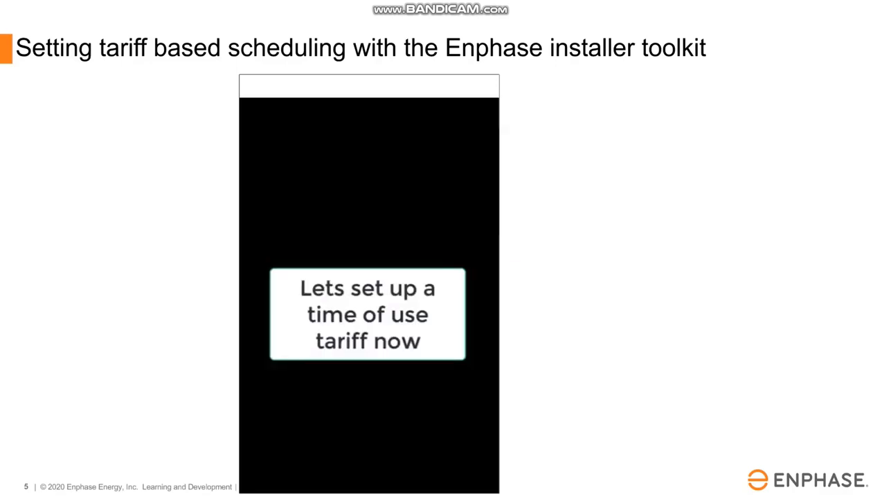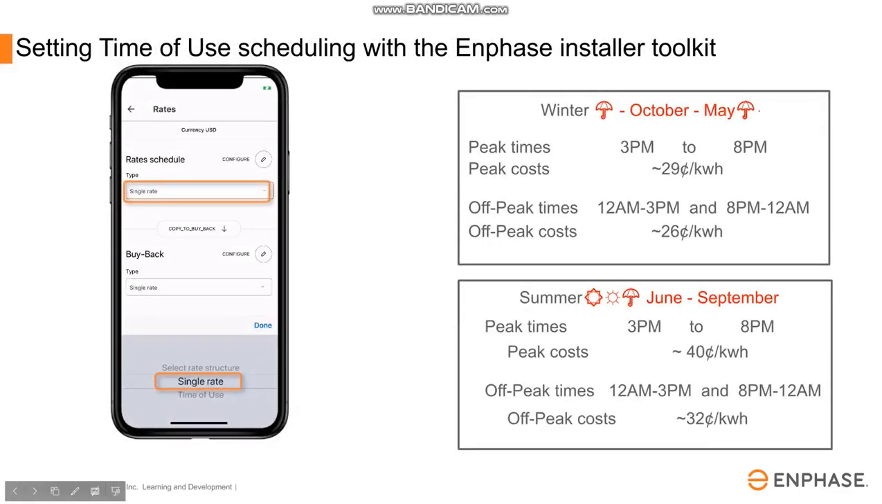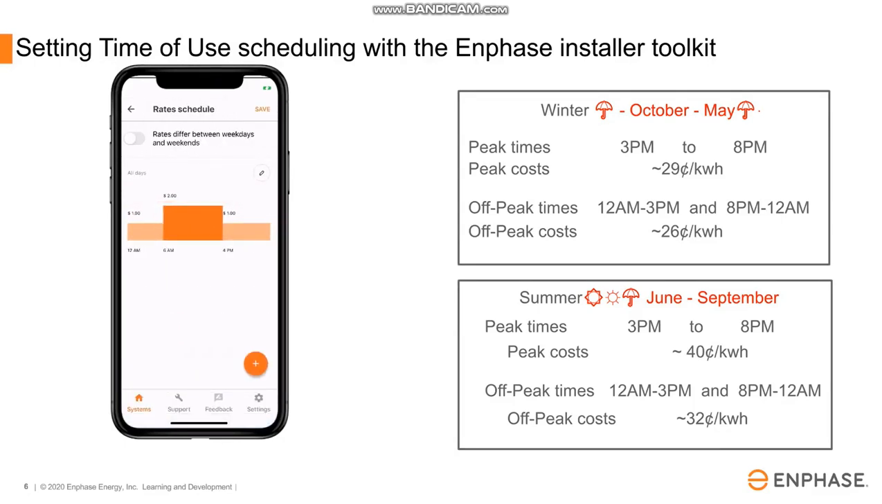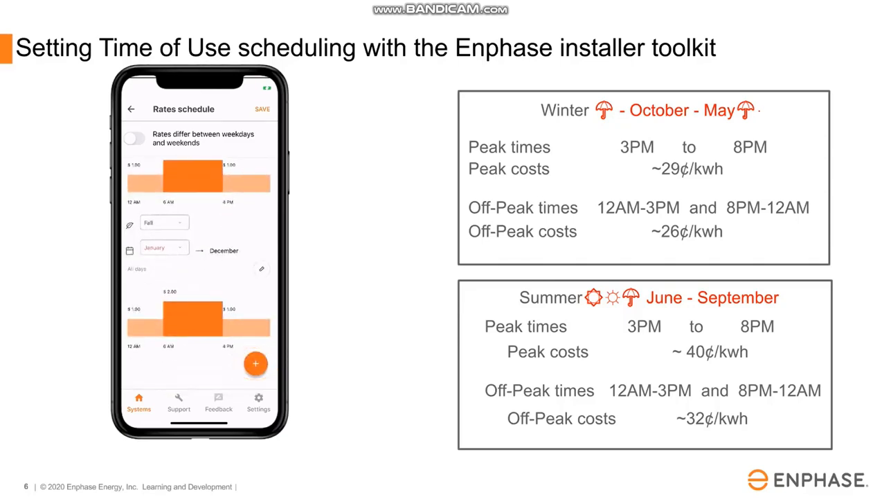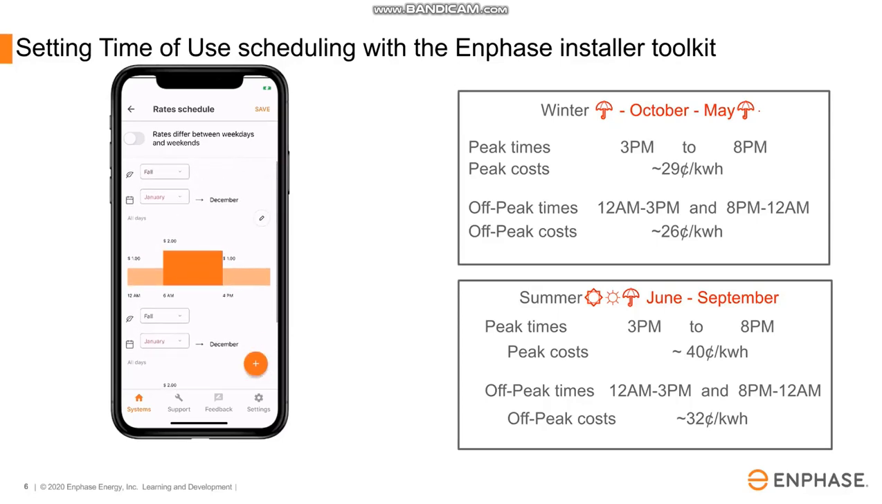Now let's learn how to set a time of use rate in an Ensemble system using Installer Toolkit. From the Rates page, as before, select a time of use rate, and then tap Done. There are 2 seasonal periods. To add a second seasonal period, tap the plus sign and a second season will appear. Additional seasons can be added as needed using the plus sign. Configure each season the same way as the single tariff scheduling earlier.